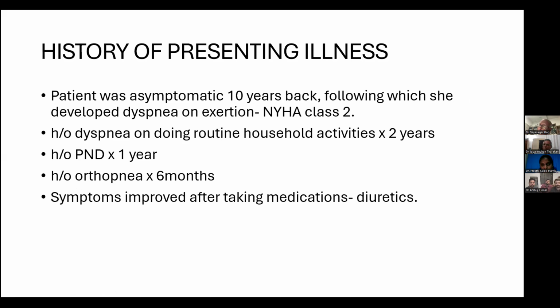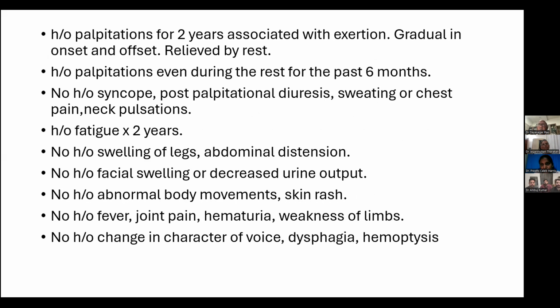For the above complaints, she took medical advice 1 year back, following which they started her on oral medications, which she tells increased her urine output, and she improved symptomatically. She also gives history of palpitations for the past 2 years, which was initially associated with exertion, gradual in onset and gradual in offset, and relieved by rest. Now, for the past 6 months, she also gives history of palpitations even during rest, more while lying down on the bed. She is able to feel the palpitations more.